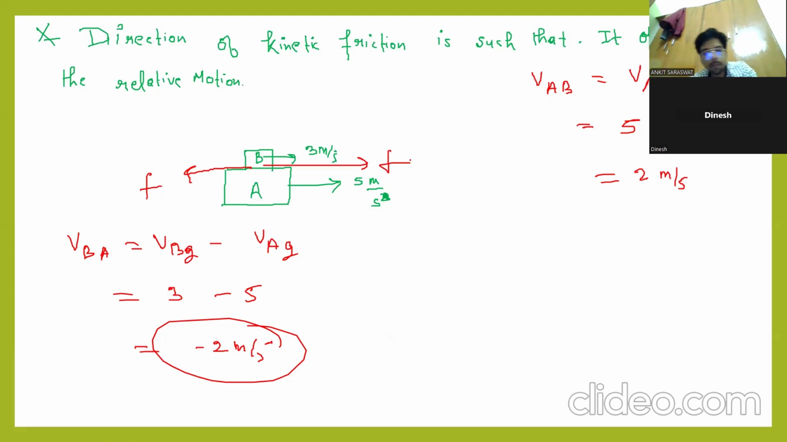Sir, can you please repeat it again? It's a little bit tough. Again, I'm repeating. No need to worry. This is block A. This is block B. A is going to the right at 5 meter per second. B is going to the right at 3 meter per second.